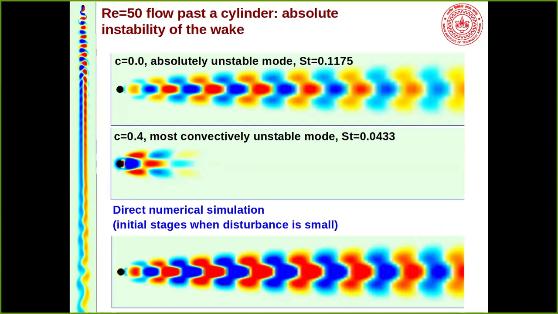So if you look at Reynolds number 50, okay, and you want to look at the instability of the wake, then this is how the mode looks like. Okay, so this is the disturbance field that is potentially responsible. And if you do a direct numerical simulation, so you take the Reynolds number 50 flow and put a small disturbance, actually it looks like this. So it looks very similar to what the eigenvalue analysis gives you. Magic.